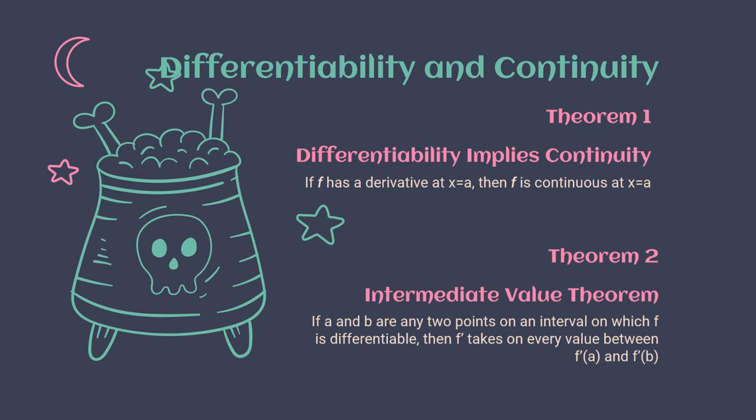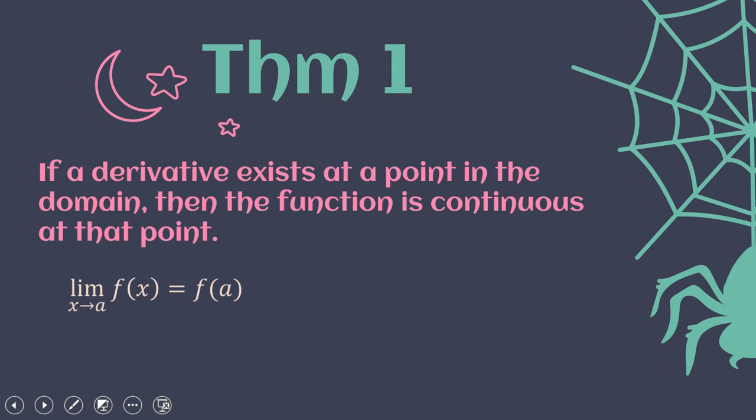Theorem 2 is the intermediate value theorem. So if A and B are any 2 points on an interval where f is differentiable, then f prime takes every value between f prime A and f prime B. We talked about this with functions. Now we're talking about it with derivatives, but the same idea is true. So if we have an interval where f is differentiable, then the derivative function will take on every value between the derivative value of A and the derivative value of B, okay?